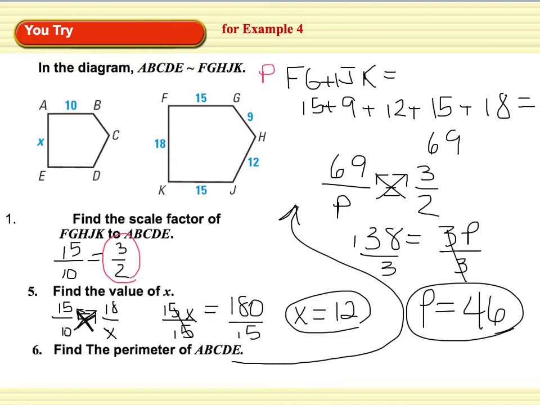The perimeter of FGHJK, I added everything together. 15 plus 9 plus 12 plus 15 plus 18, and got 69. Then I set up a proportion. The perimeter of FGHJK over the perimeter of ABCDE is equal to the ratio we found, the scale factor, 3 over 2. Cross product, I got the perimeter of ABCDE is 46.